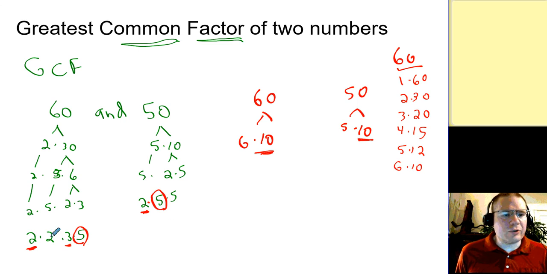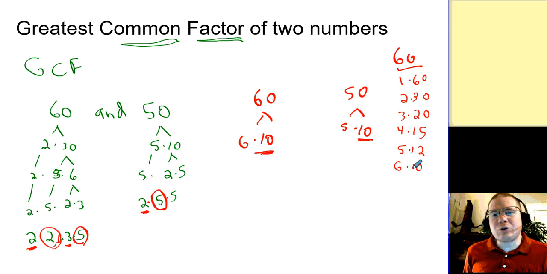7. There's no way to get 7 here. 8. I need 4 times 2 to get 8. I don't have a third 2 here. There's no way to get 8 from these pieces. 9. No, I need a 3 and a 3. 10. Well, I have a 10, but I already got 10. If I'm going to use 2 and 5 to get 10, that means I had to use 2 and 3 to get the other factor, right?